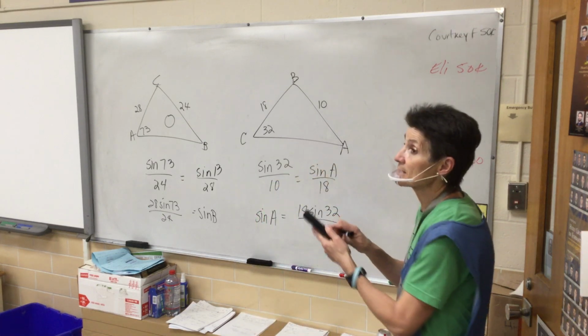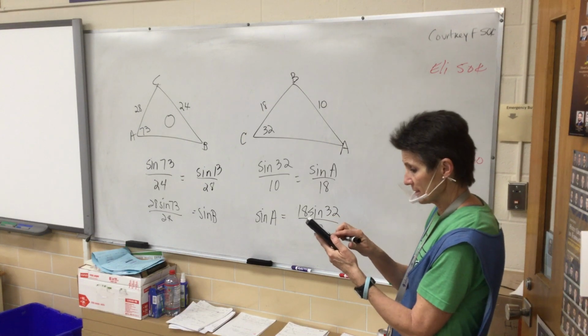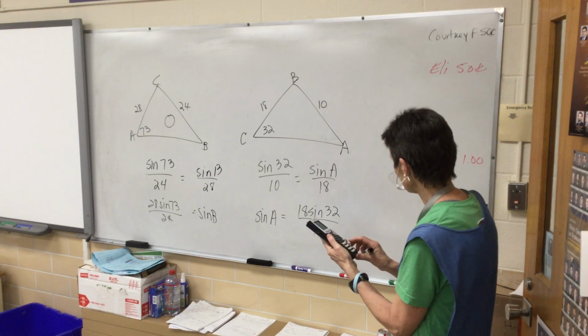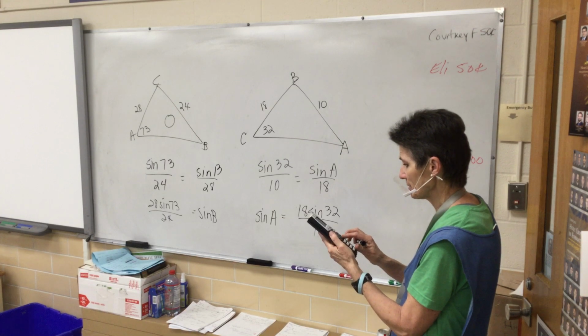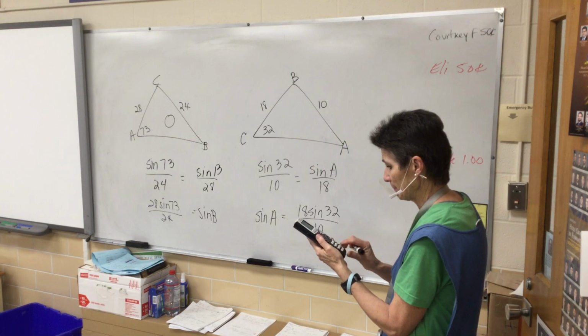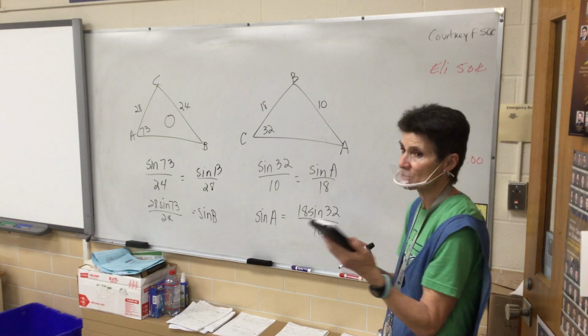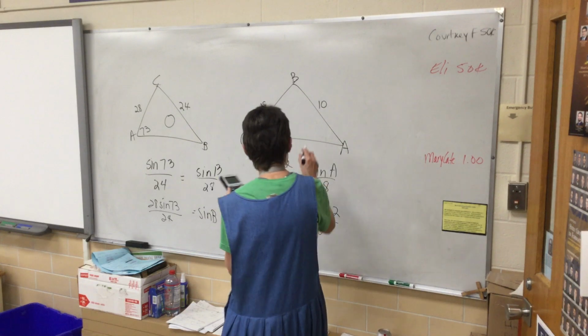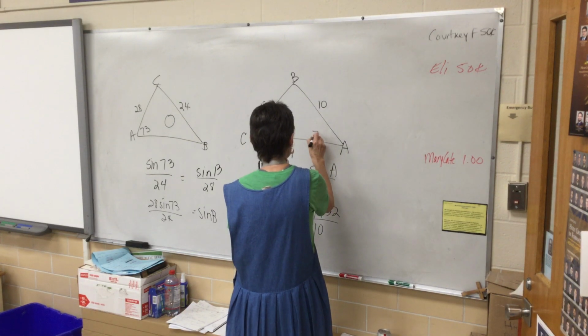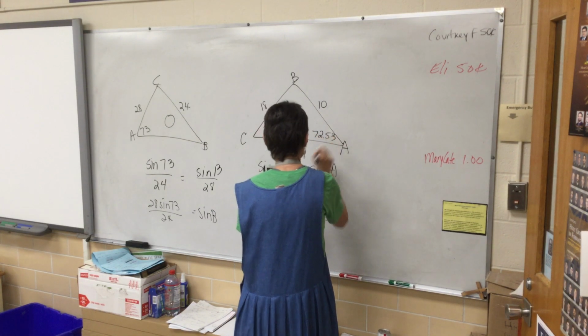So again, that's sine A. So we'll second sine 18 sine 32, close parentheses, divided by 10. Oh, I got an answer this time, did you? And the answer that I got was 72.53.